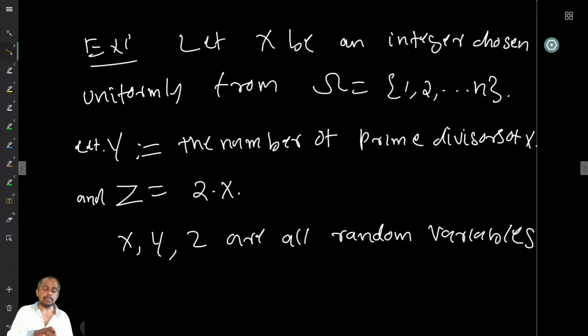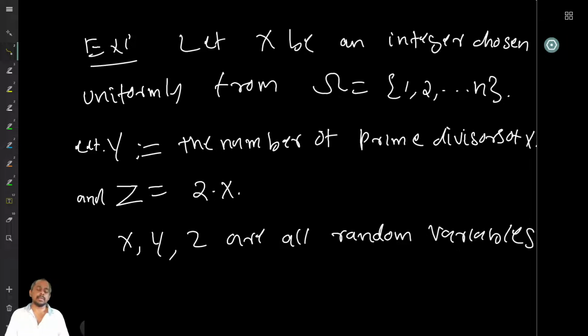An example can be like you have an integer x chosen uniformly from the set 1 to n. Okay, so with the same probability I choose some integer from 1 to n. Then y denotes the number of prime divisors of the chosen number x. And z is basically 2 times x, whatever x is. So all these three things, x, y, z, are all random variables.